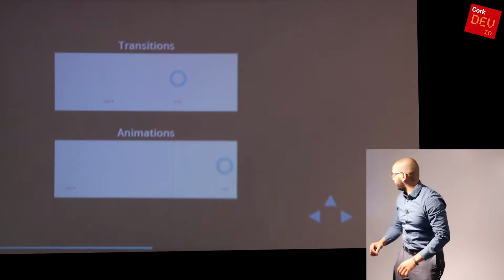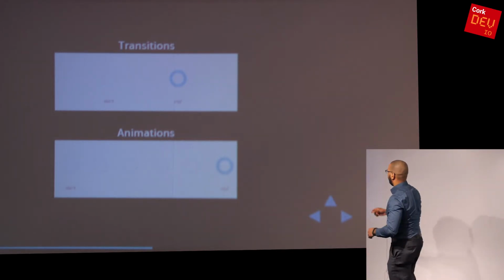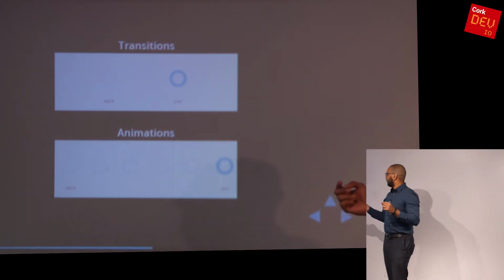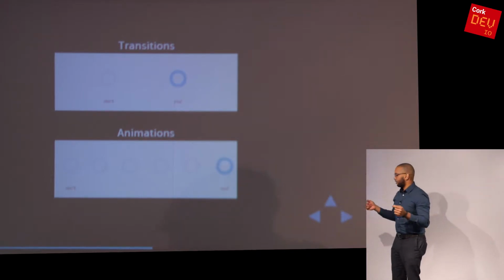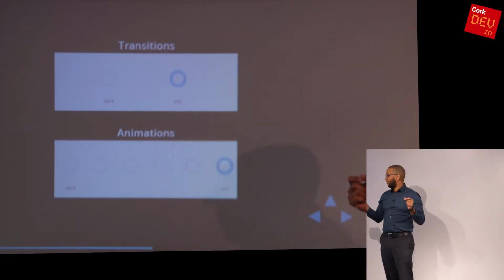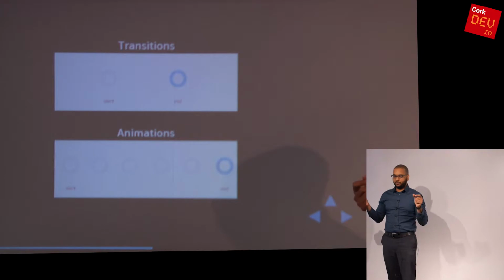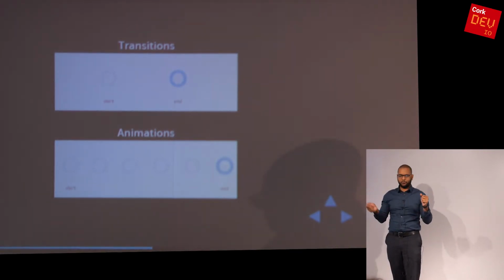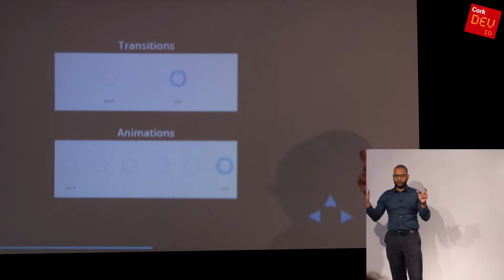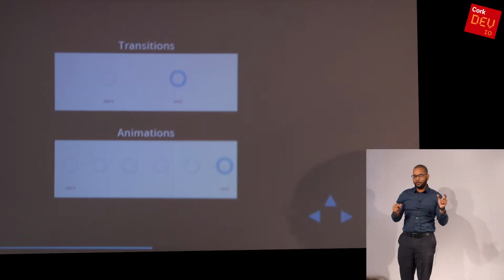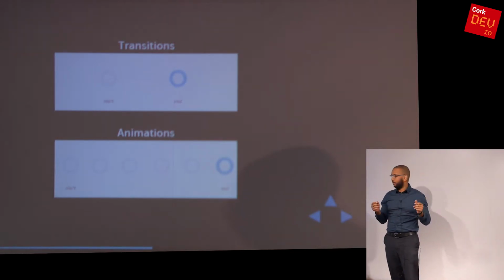Maybe this diagram shows it better. So in transitions, you can have a start and end point. Let's say you're changing the color of something from blue to red. You pass that to the browser, and instead of abruptly changing the color to red, it will apply different shades of blue until it gets to red. It does this automatically in the amount of time you tell it.